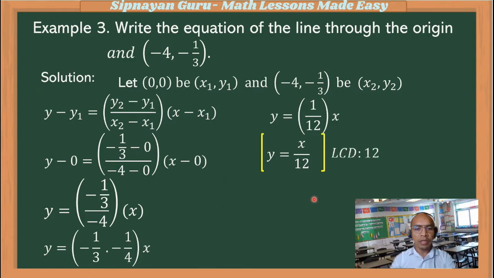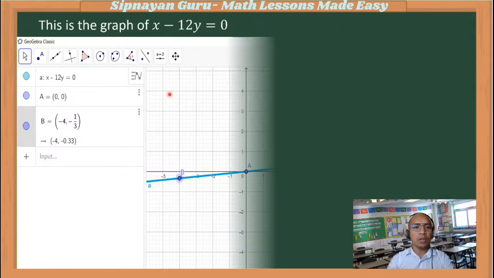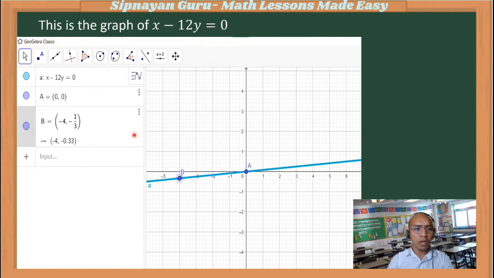So get rid of the denominator, multiply the whole equation by the LCD. So 12 times y is 12y. Then x over 12 times 12, cancel out 12, the remaining term is x. Rewrite. So this would be x minus 12y is equal to 0. This would be the equation of the line that passes through the origin and the point negative 4 and negative 1 over 3. We will show it through the graph to see if we are correct. So our equation is x minus 12y equals 0. So this is the graph.